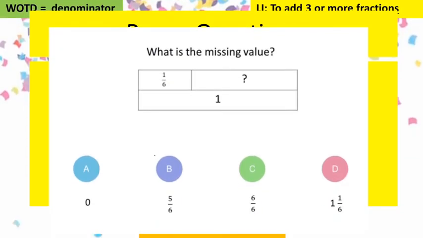Okay, so this one is, what is the missing value? So here you have 1/6, here you have the missing value, and here you have 1. So your total is 1. So 1/6 and something is 1 whole. So pause the video, decide what you think the answer is, A, B, C, or D, and then restart the video to see if you are correct.